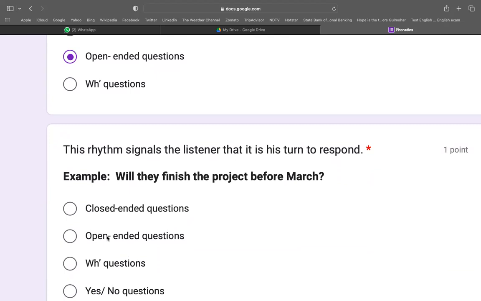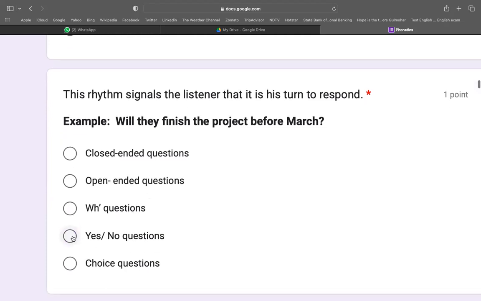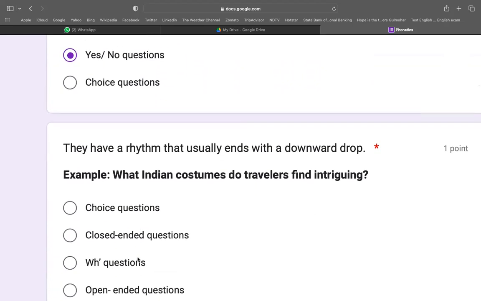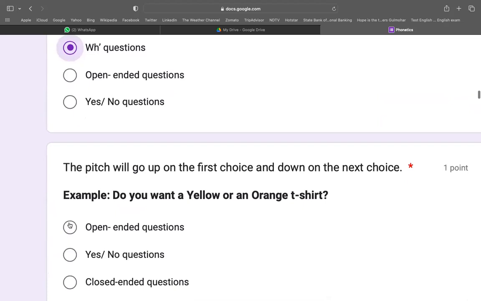So this is a will-they-finish, yes or no based question, okay, because your answer will be yes or no. Then they have a rhythm that usually ends with a downward drop, right? For example, what Indian customs do travelers find intriguing? So obviously it is a WH based question.